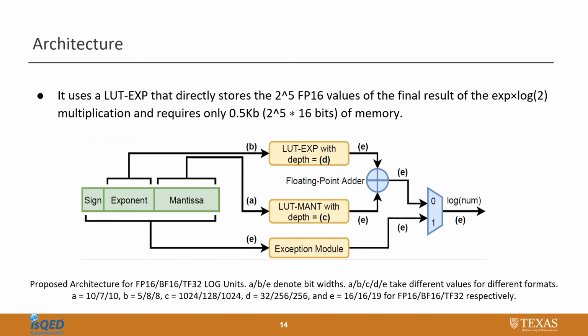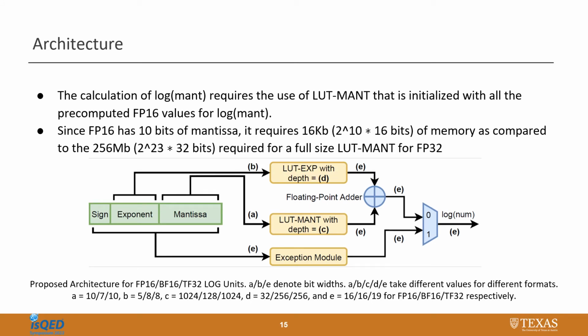For most floating point formats, the lookup table doesn't require a lot of memory. The LUT-MANT stores the pre-computed values of the log of the mantissa. We use the mantissa bits to address this lookup table. The LUT size increases exponentially as the mantissa width increases. We can see that using this for a single precision format would require 256 megabits of memory, while half precision requires only 16 kilobits of memory. Hence, having a special lookup table for calculating the log of mantissa is only feasible for small floating point formats that are mainly used in deep learning applications.